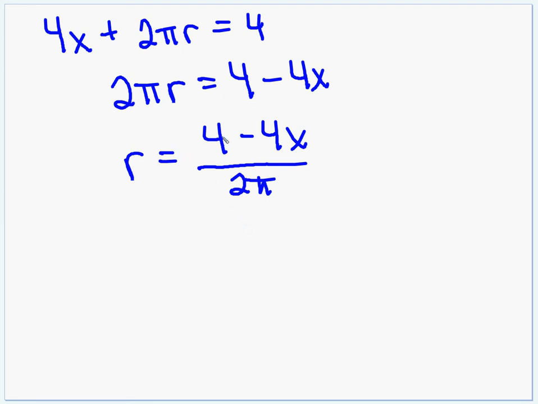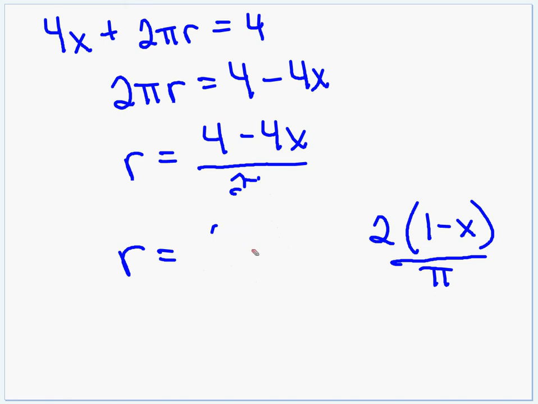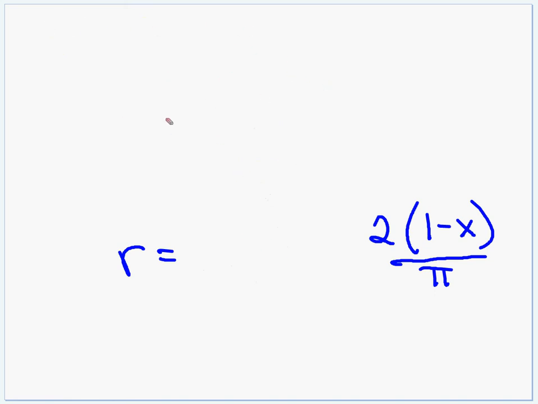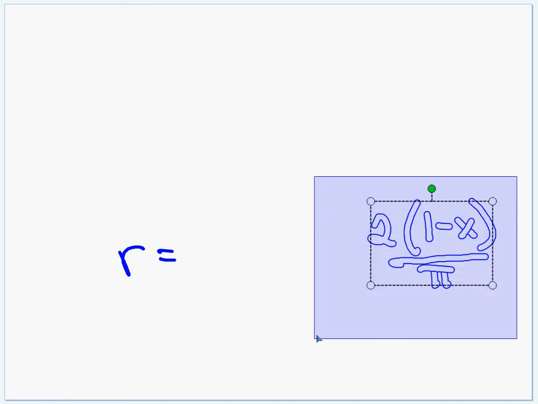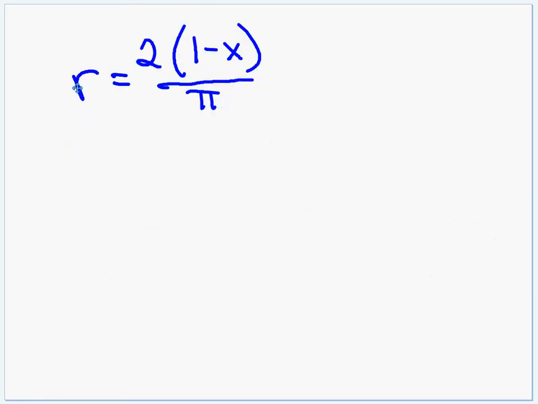And let's see, we can divide everything by 2. r equals 2 minus 2x over pi. And I think it might be easier, let's also factor a 2 out of that numerator. 2 times quantity 1 minus x all over pi, that's equal to r. So r equals that. So that's our secondary equation, solved for r.